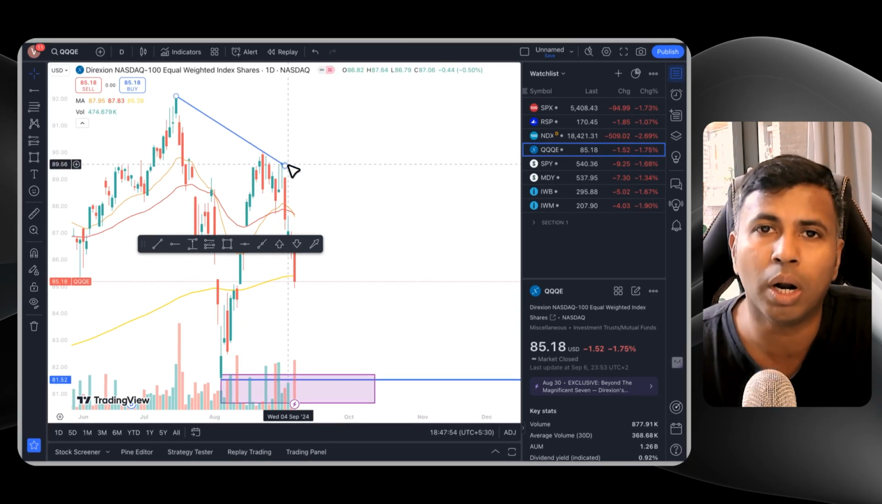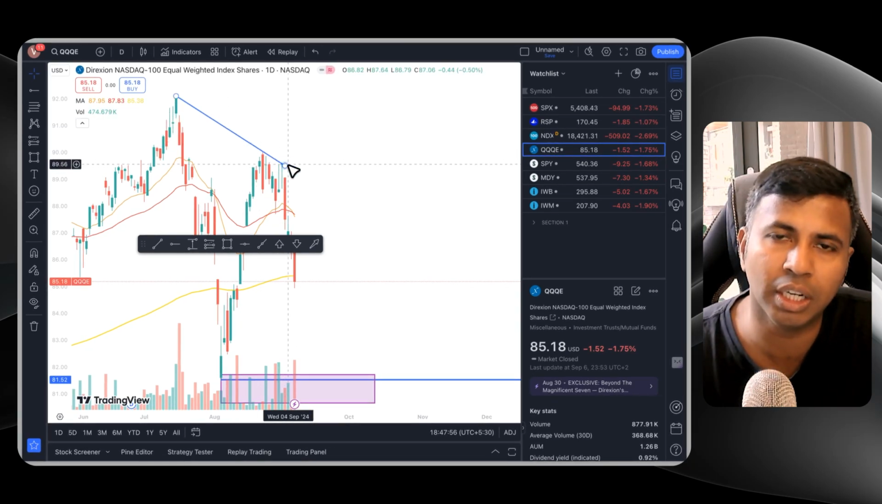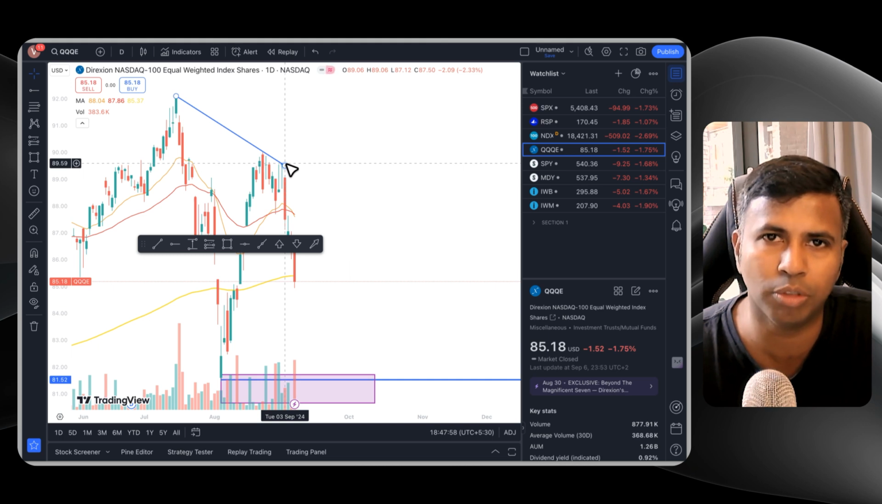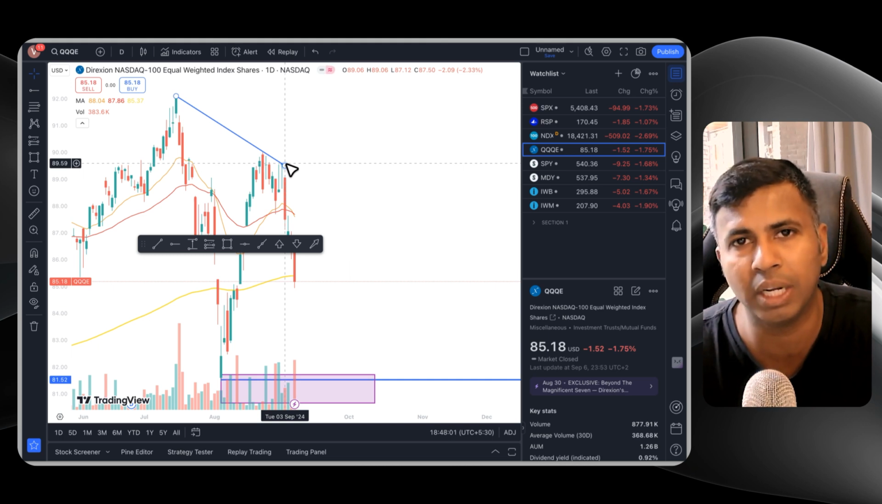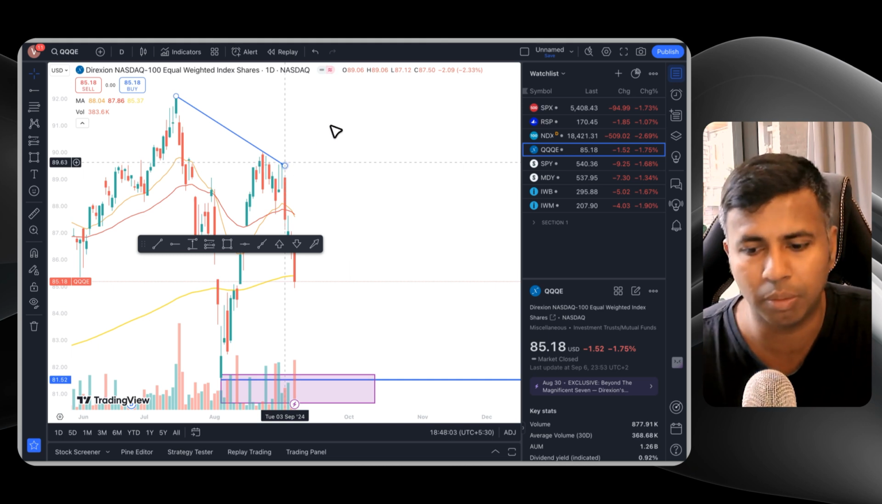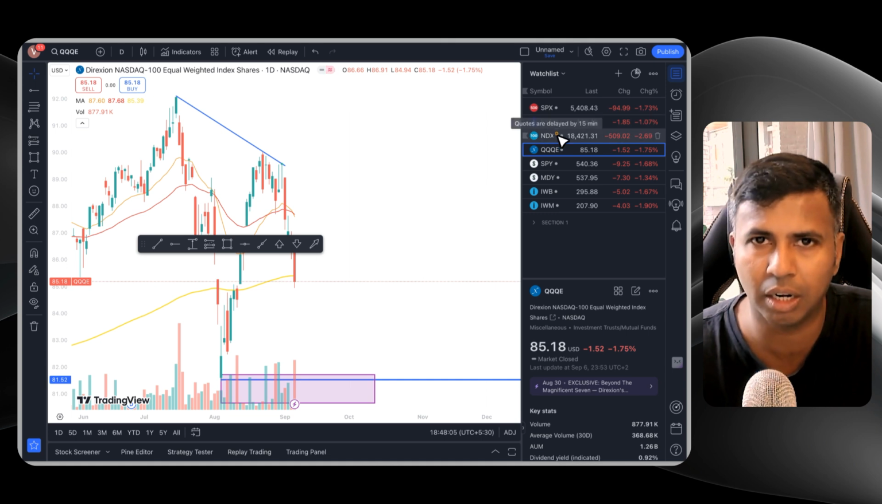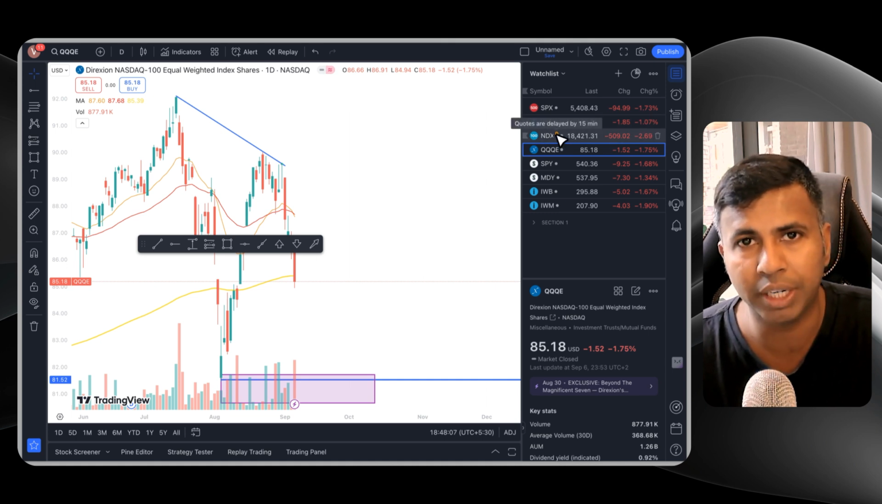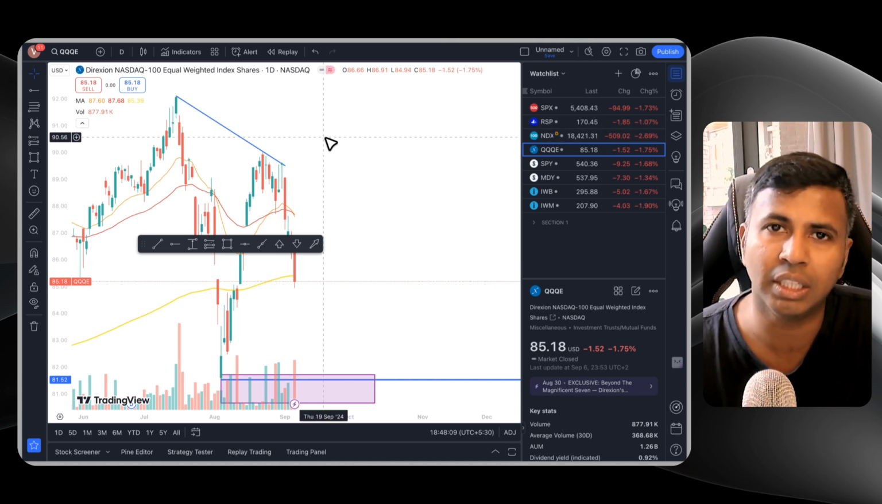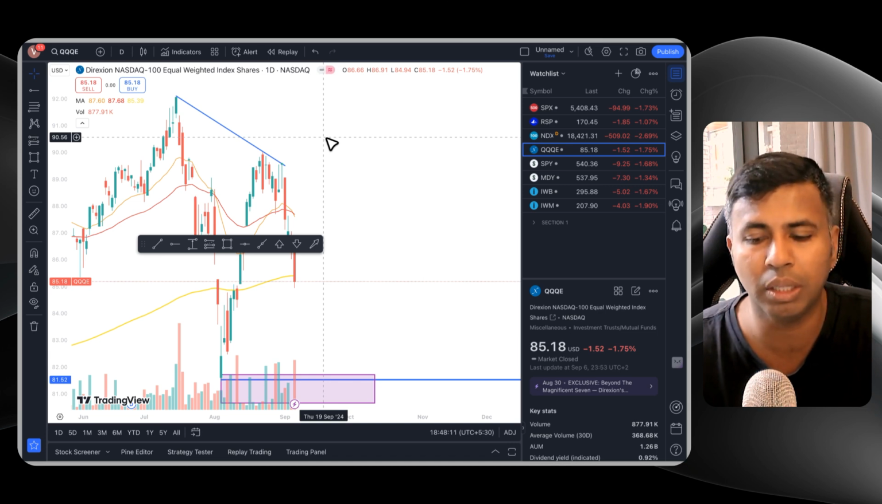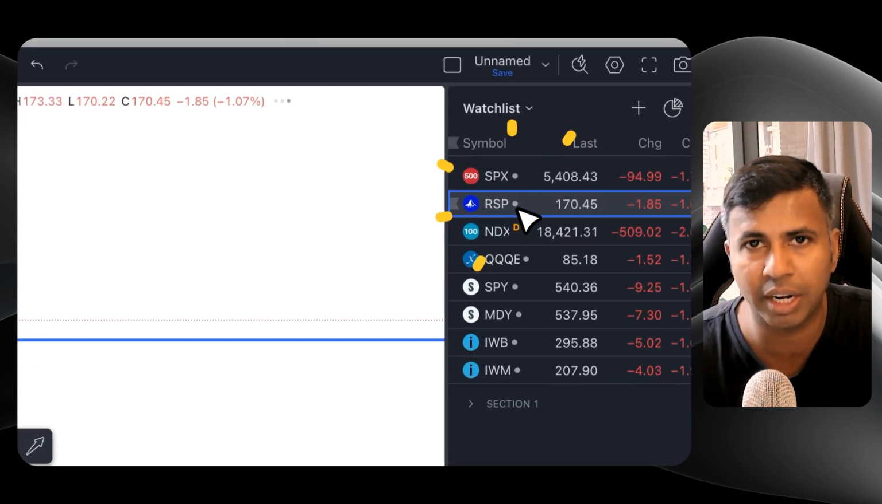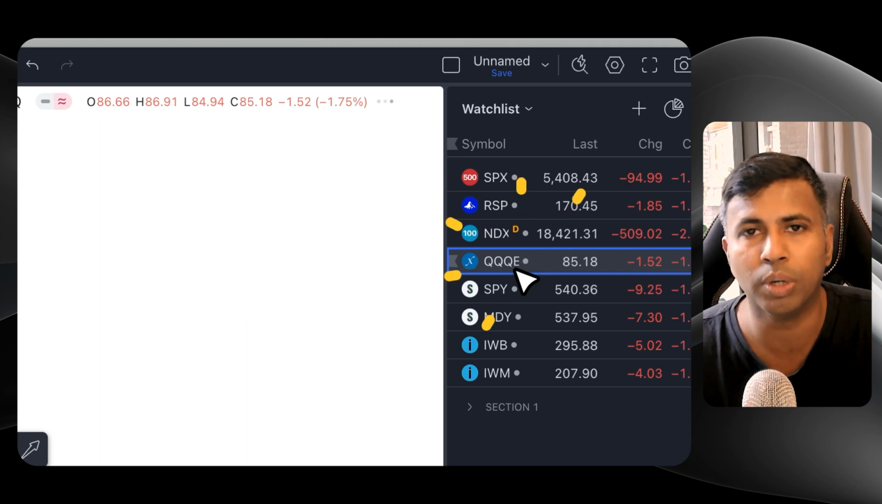So one of the principles of the Dow theory, one of the 6 principles of the Dow theory, is that all the indices should be in alignment. Like for S&P 500 and NASDAQ 100, these are pretty important indices. And we can see that there is some kind of a disalignment between the equal weight S&P 500 index and the QQQ equal weight index.